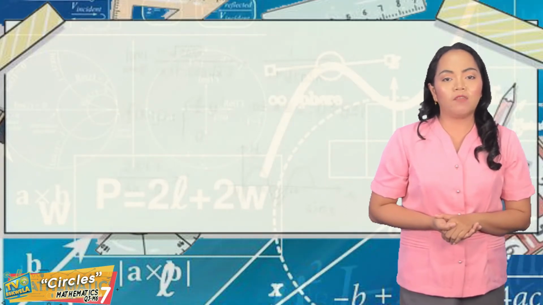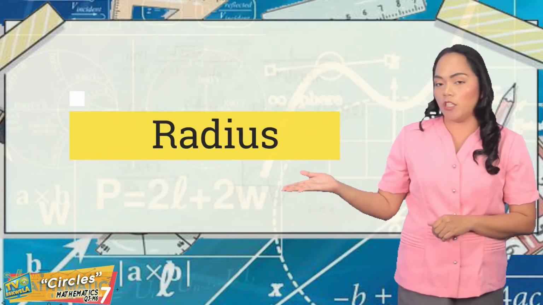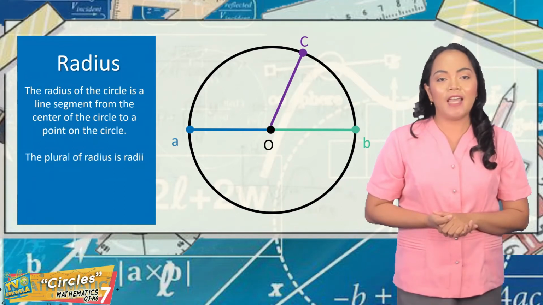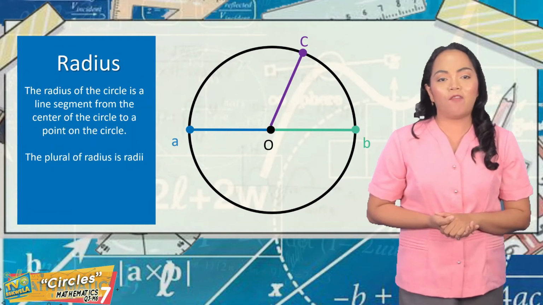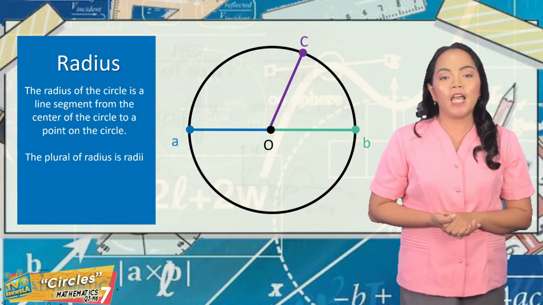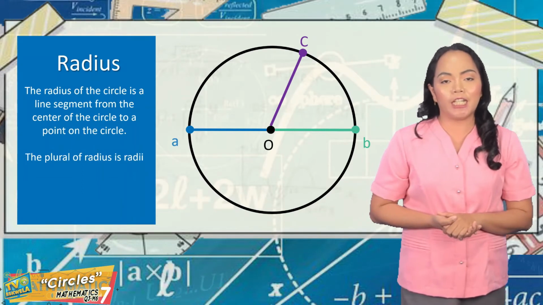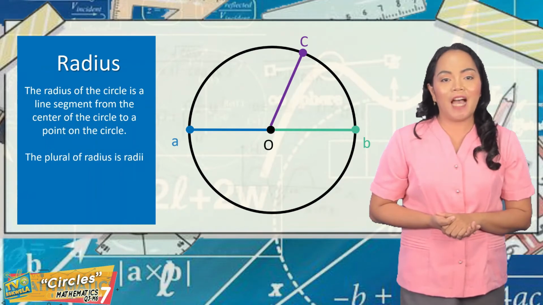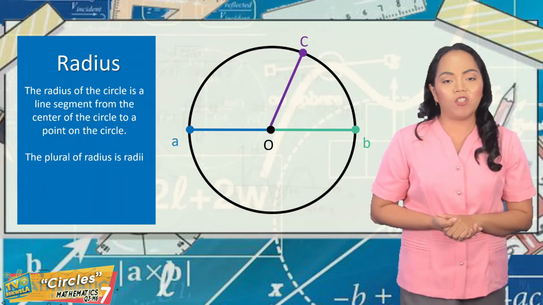The next part of the circle is radius. The radius of the circle is the line segment from the center of the circle to a point on the circle. This is also defined as half of the diameter. Radii is the plural form of radius.